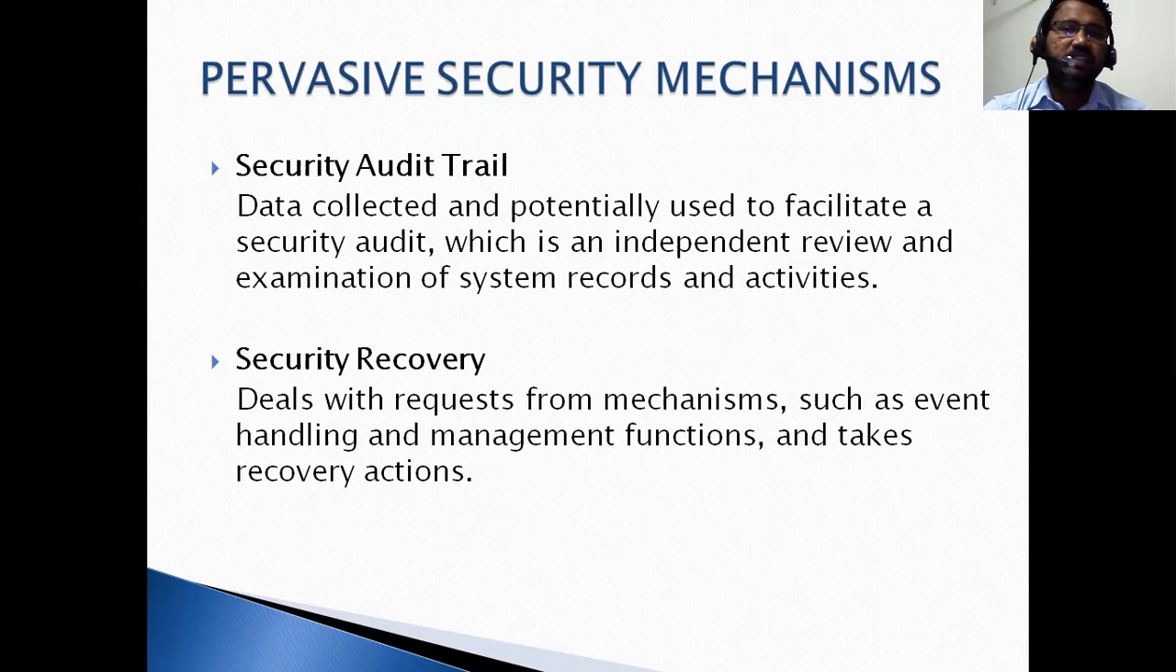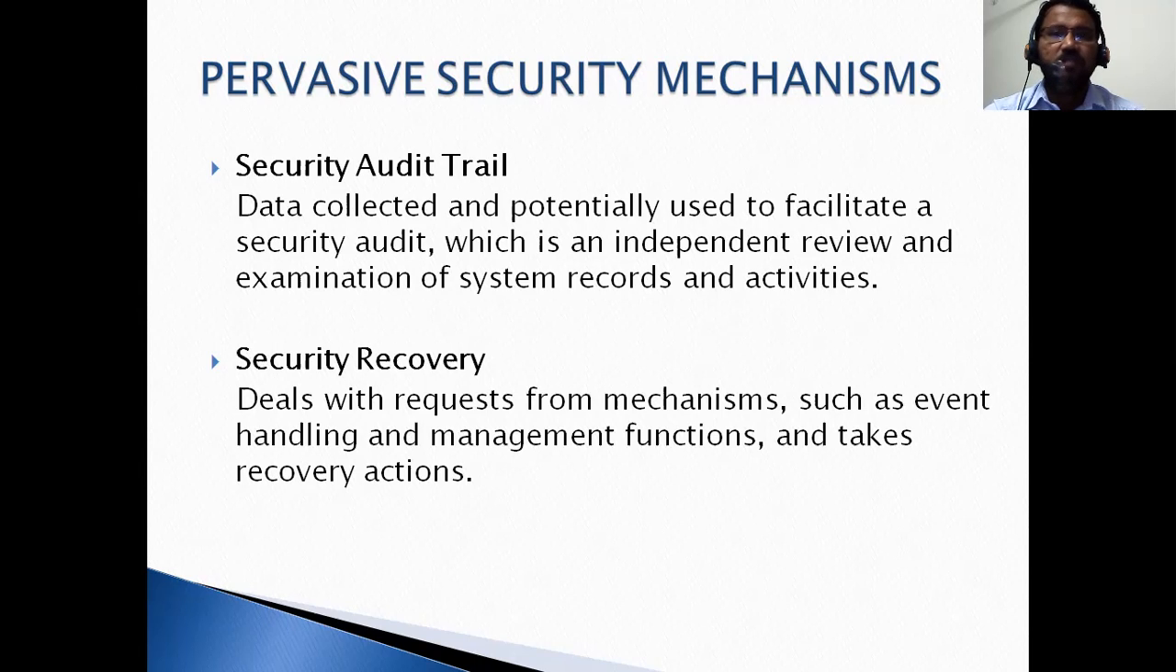Then the final one is security recovery. Once we identify that some attack has been done, we should recover from that attack. To handle this, we use different management functions which restore the previous data that was deleted, or restore the previous settings. This type of thing we consider as security recovery. All these are considered security mechanisms.